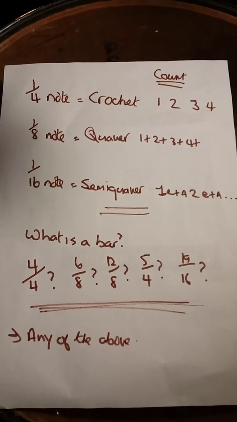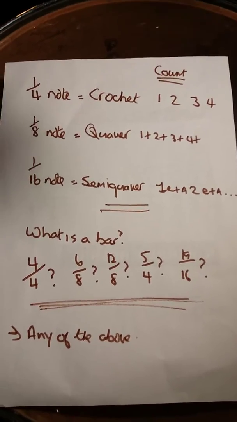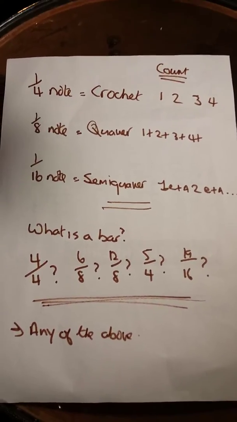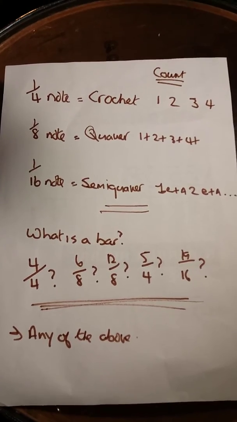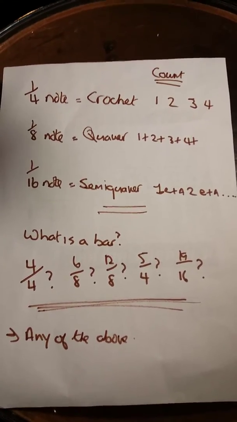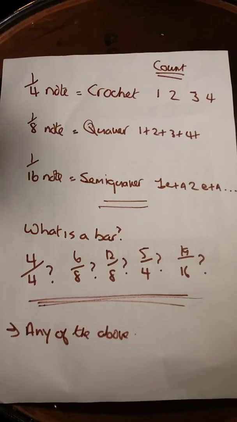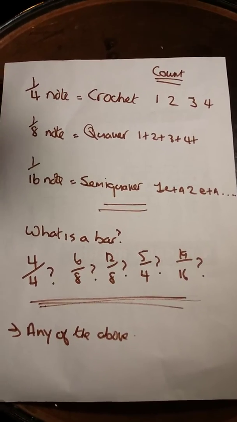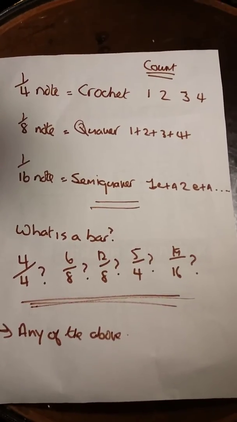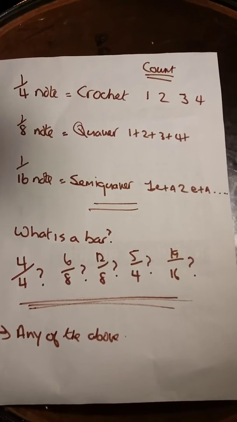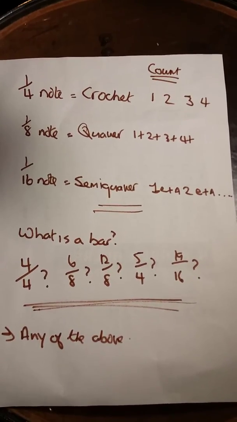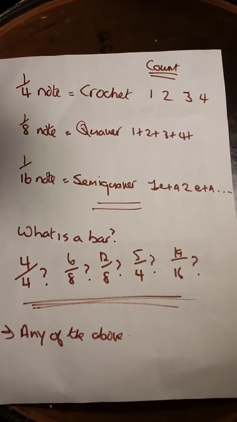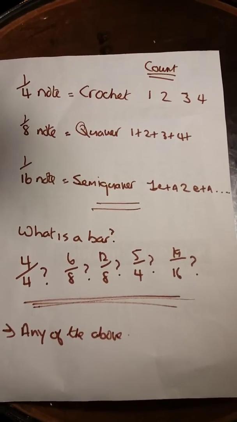So quarter notes, how do we count them? We count them simply 1, 2, 3, 4. Eighth notes or quavers, we count 1 and 2 and 3 and 4 and. And the plus symbol that you see here is universally used to represent the word and. Sixteenth notes or semiquavers are counted 1 e and a, 2 e and a, 3 e and a, and so forth up to 4 e and a.